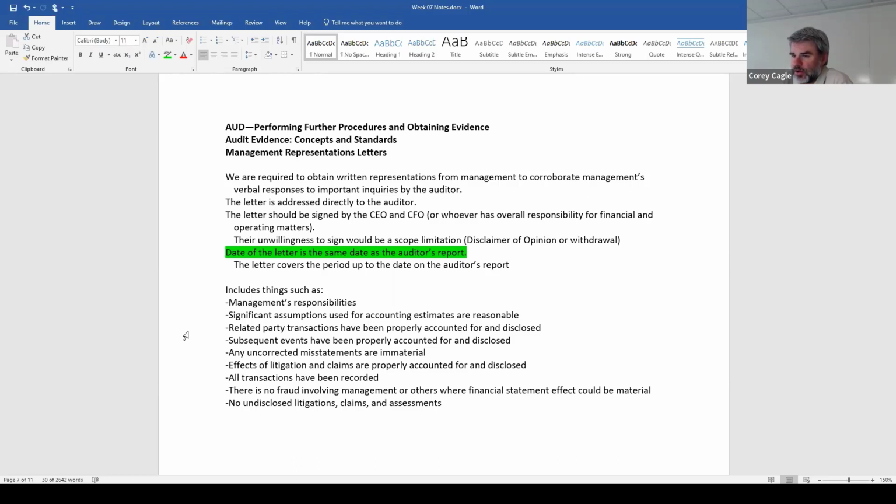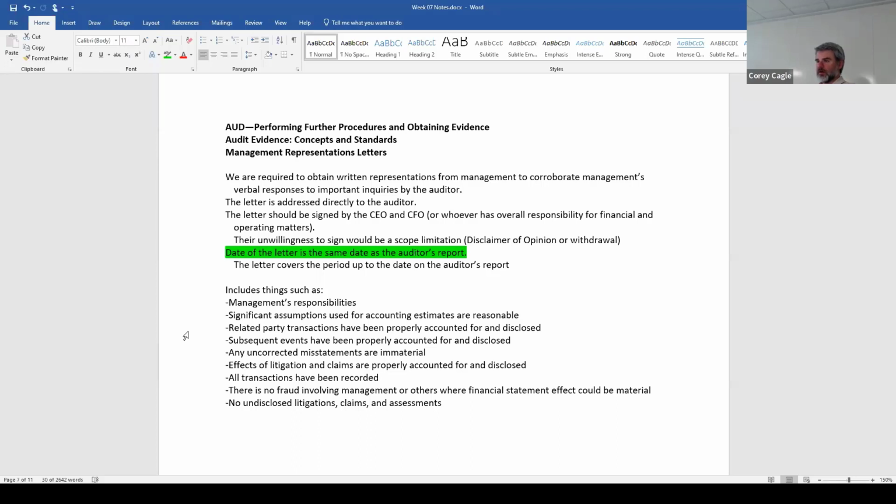Take important note of this. The date of the letter is the same as the date on the audit report. So it covers the period up to that date. So that's a good little fact to tuck away. And then the rest of this is just, here's some of the stuff that would be on there, but I can't really imagine needing to memorize the types of things. It's just kind of a general familiarity with what a rep letter has on it.